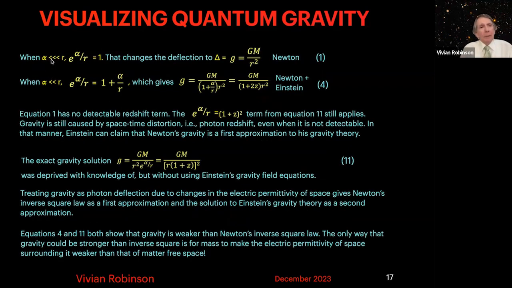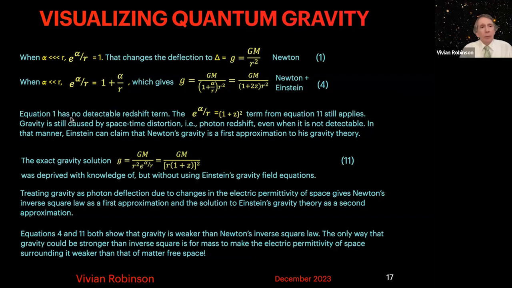Now, when alpha is much, much greater than r, alpha over r is 0, and e to the alpha over r equals 1. That changes the deflection to g equals GM over r squared, which is Newton's inverse square law. When alpha is much, much less than r, e to the alpha over r equals 1 plus alpha over r. And that gives this equation, which is the Newton plus Einstein equation.